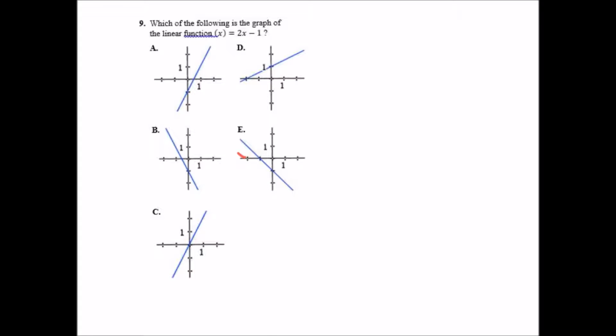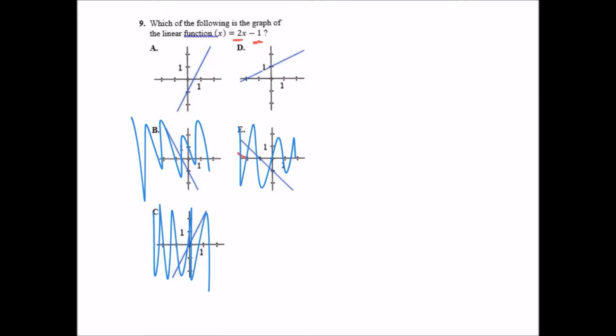Question 9 asks which of the following is the graph of the linear function y equals 2x minus 1. We know the slope is 2, and we know it crosses the y-axis at negative 1. So if it's a positive slope, it can't be going downhill, so that takes care of B and E. It's got to cross at negative 1, so this one, C, crosses at 0, so that's out. And D crosses at positive 1. So for 2x minus 1, the correct answer is A.